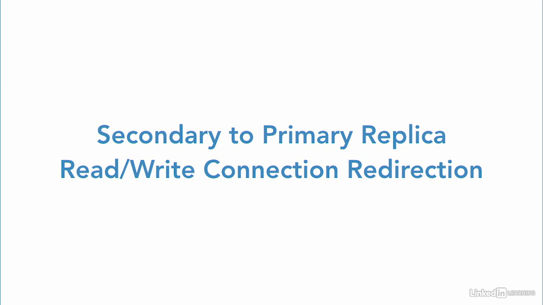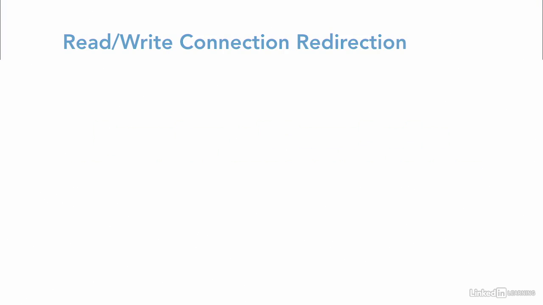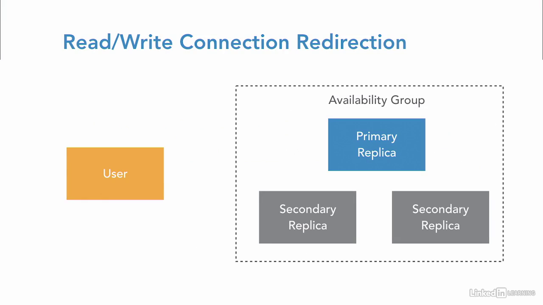The next improvement has a fairly long name. It's called Secondary to Primary Replica Read-Write Connection Redirection for Always-On Availability Groups. This improvement allows users that attempt to connect to a secondary replica in the availability group to be automatically rerouted to the primary replica, without the need for a separate listener service to help direct the traffic.